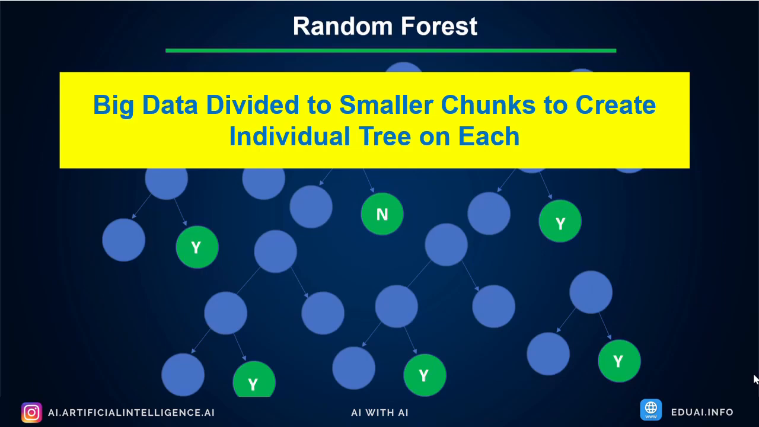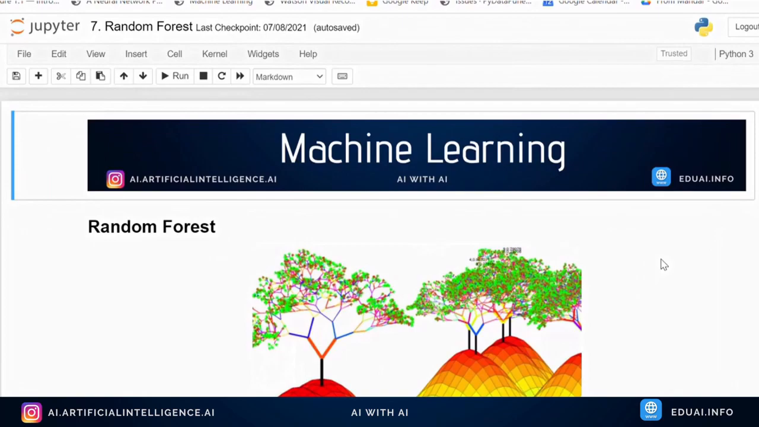In simple words, huge data is divided into smaller data sets. Every data set will have an individual tree. Each tree will calculate the result, and finally, taking the vote from all the trees, the output is predicted based on that. This is what random forest does. Alright, let's jump into the demo part now.